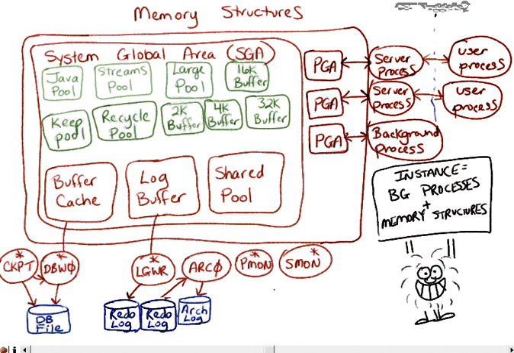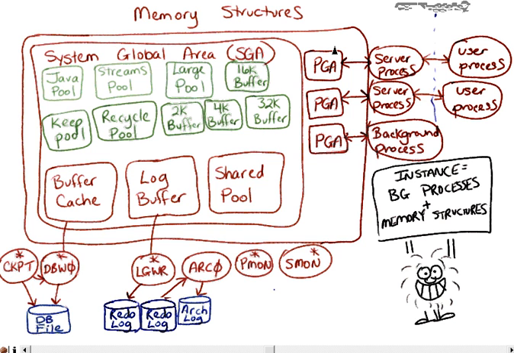Let me give you an example. If you're logging into SQL Plus, your SQL Plus program is a user process, and that's going to connect to a server process, which in turn is going to grab your data for you and return it back to you. Now, all these server processes have their own separate little area of memory called the PGA. It doesn't stand for Pro Golf Association. It's actually the Program Global Area.